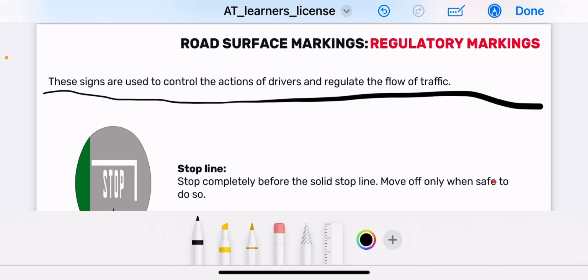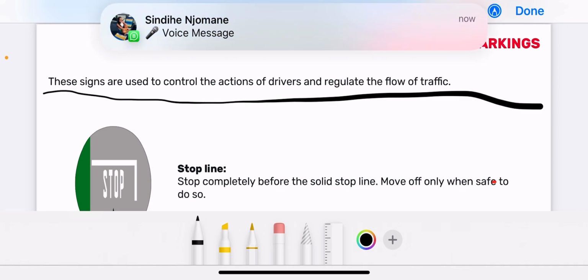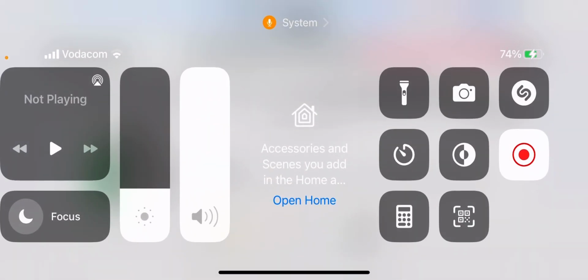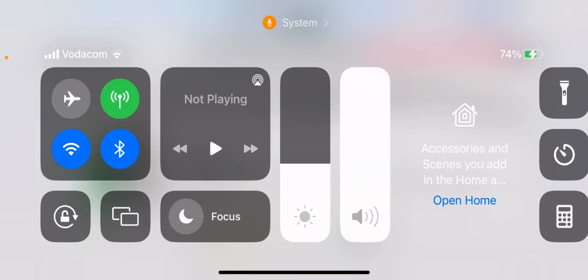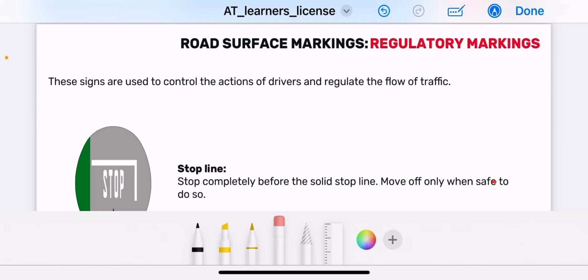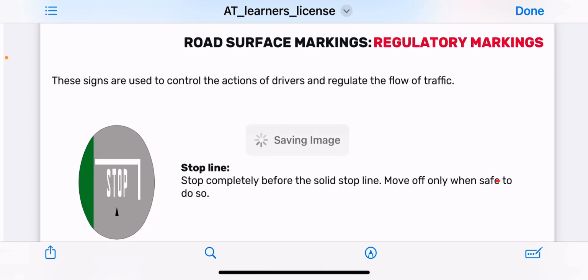These signs are used to control the actions of drivers and regulate the flow of traffic. They are used to control the actions of drivers and to regulate the traffic flow. Right? To regulate the traffic flow. Okay. So, moving on. The first thing that we are going to look at is this.